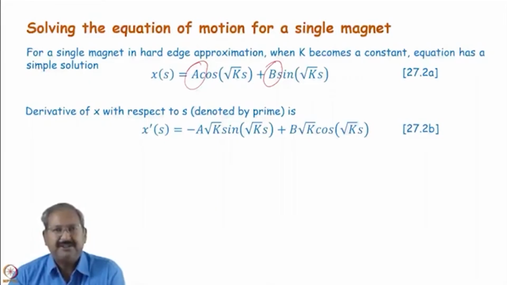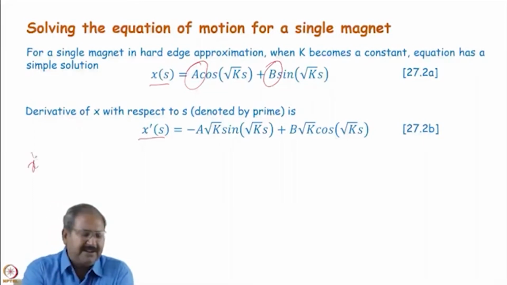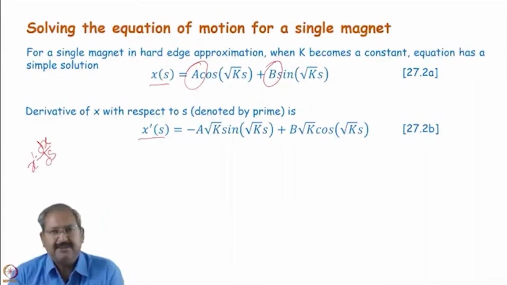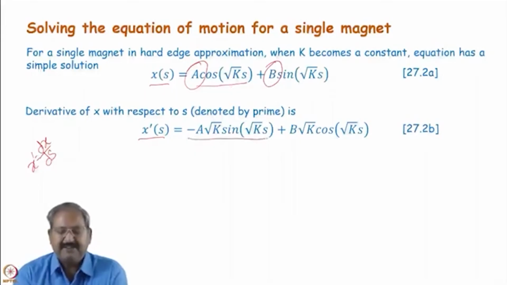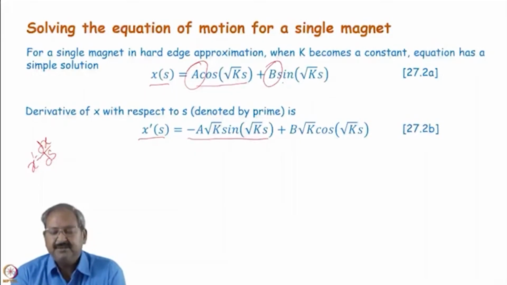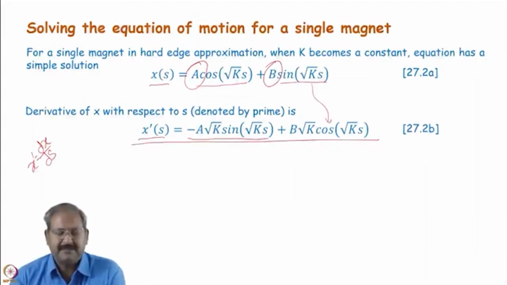Its derivative, because we are going to solve a second order differential equation, so we need two initial conditions. The first initial condition can be the position itself, and the second initial condition will be the derivative of this, x prime, which shows the angle. x prime is dx/ds, and it represents the angle in the paraxial approximation, as we have seen. So differentiation gives minus √K sin(√K s), which is written here, and √K cos(√K s), which is written here. This is the derivative of the first equation, which gives you x prime.